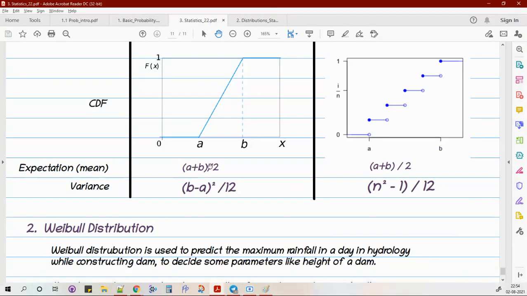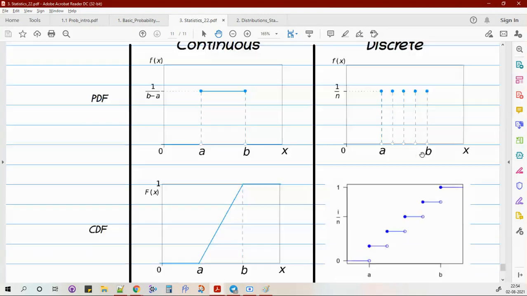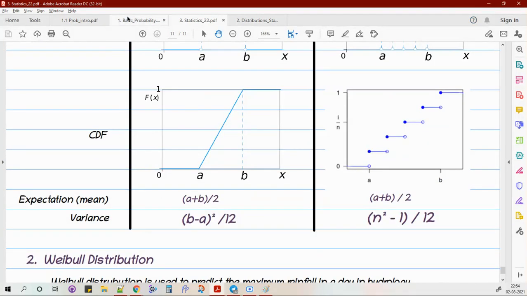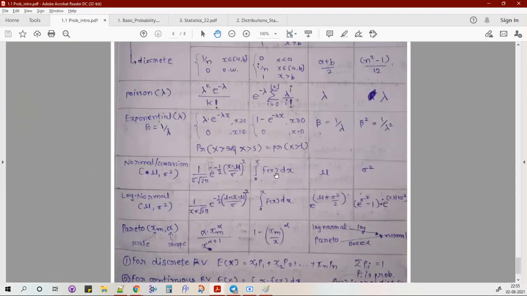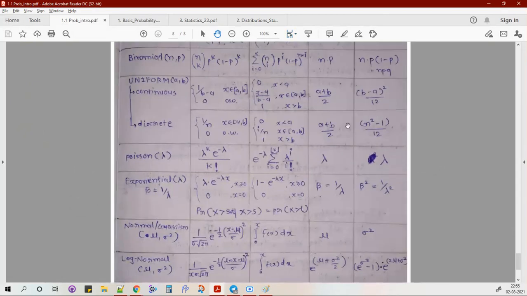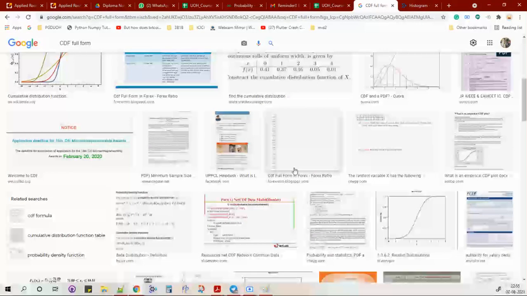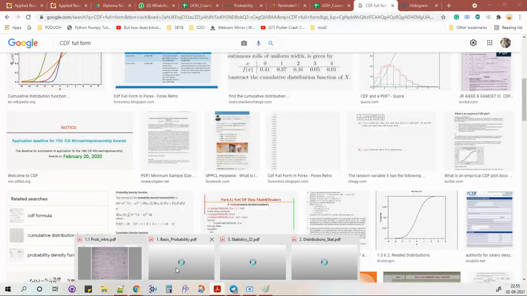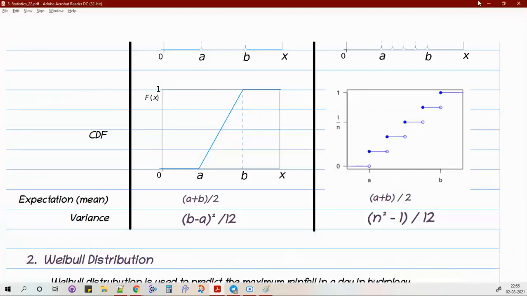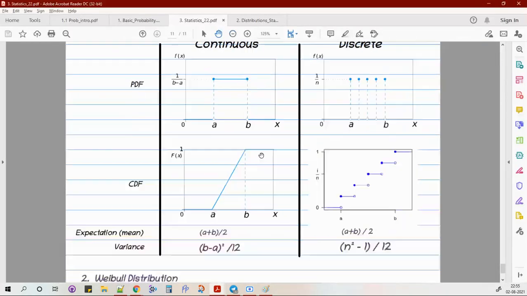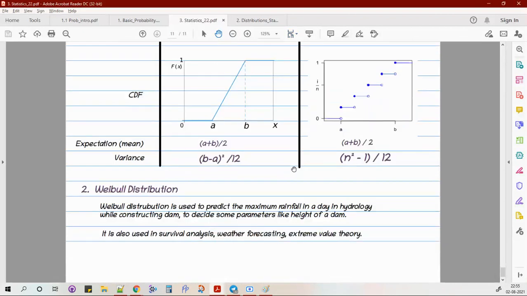Expectation is defined as (a plus b) by 2 in both cases. But the variance formula is (b minus a) square by 12, and in case of discrete, it is (n square minus 1) by 12. I hope I have that formula in this. Yes, it's there. Okay. So we just finished the uniform distribution.